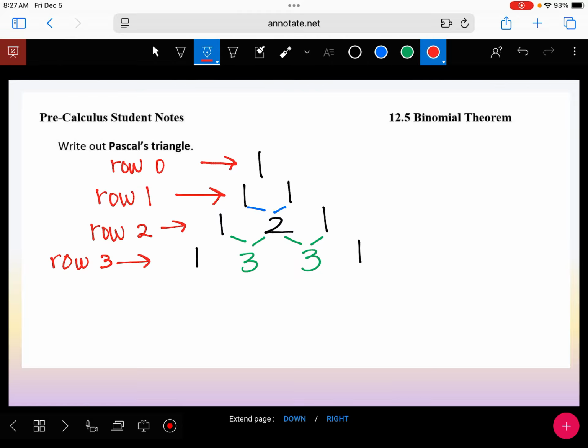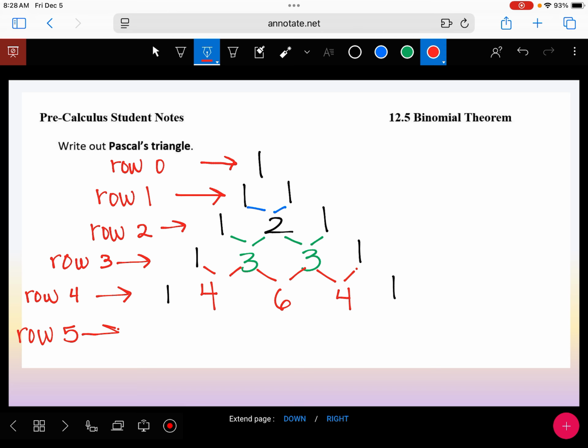All right, let's look at row 4. Start with the 1, end with the 1. So now I'm going to add these together. 1 plus 3 is 4. 3 plus 3 is 6. 3 plus 1 is 4. That would be row 4. All right, we'll go down to row 7, then we'll stop there. It doesn't end. It goes on forever.